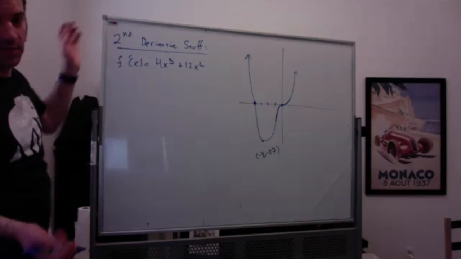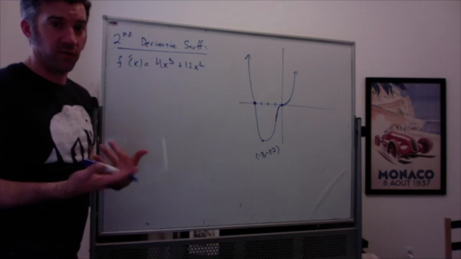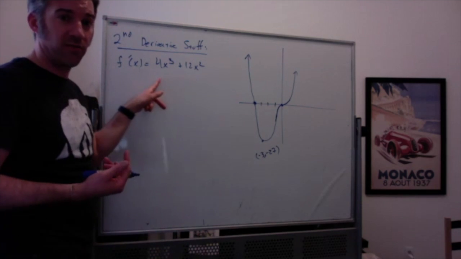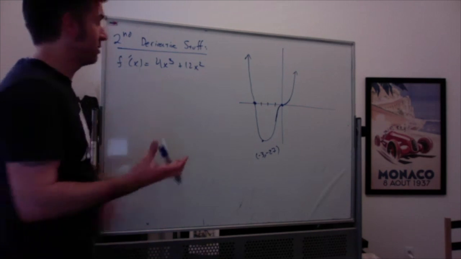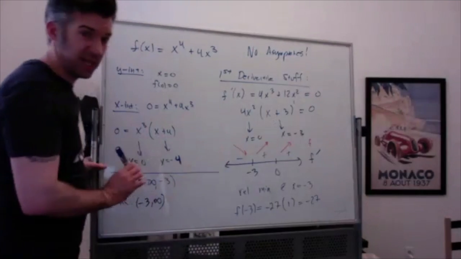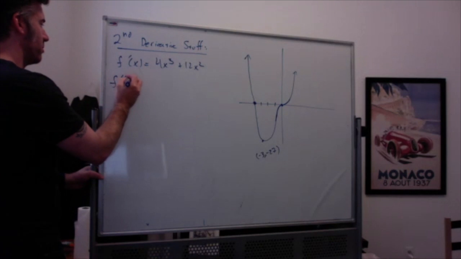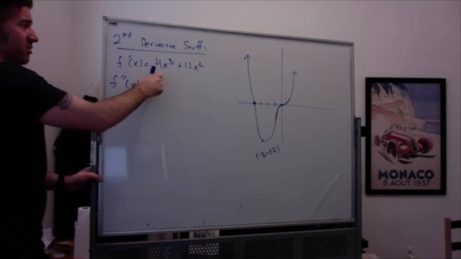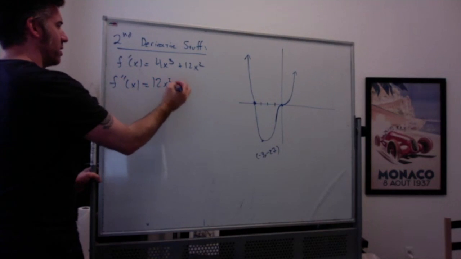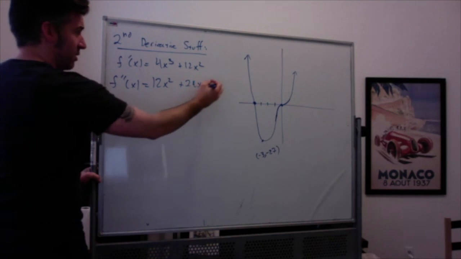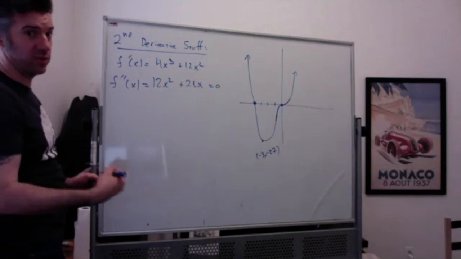I will say, it's often easier to use the factored form to solve for things and plug things in, but it's usually better to use the unfactored form to take further derivatives, right? I don't want to use the product rule to take that derivative there. So the second derivative is going to be 12x squared plus 24x. I'm going to set that equal to 0. I'm finding the critical values for the second derivative.